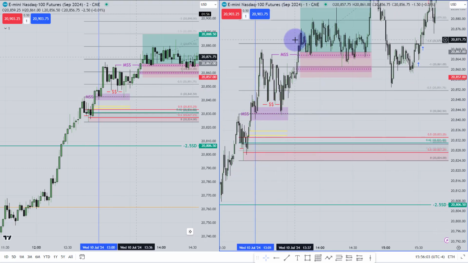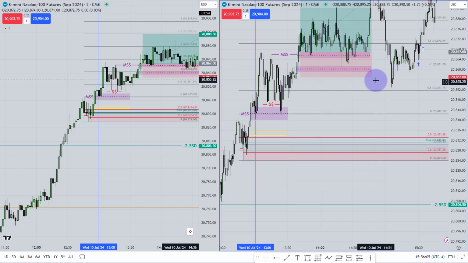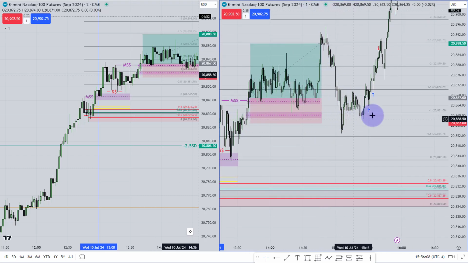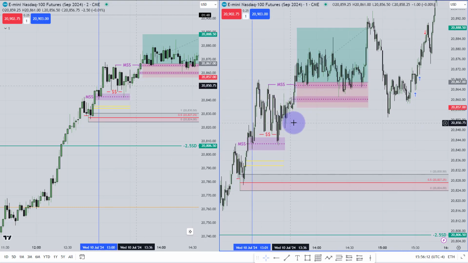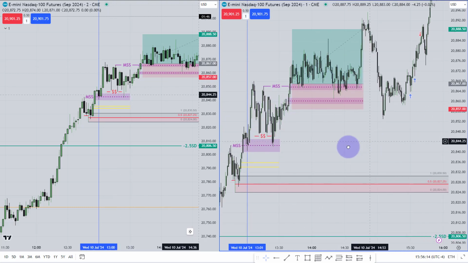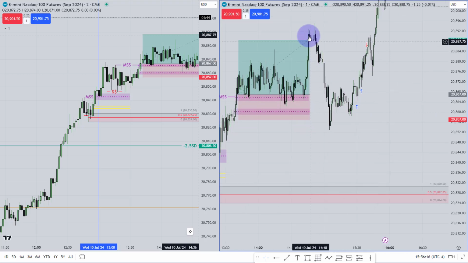Then there was the next setup. I didn't take it because of the market structure shift. Now come over here. Let me remove this one. So far you have seen two setups over there. This is the first setup, this is the second setup. I didn't take any of those. The market fell again. It was falling.